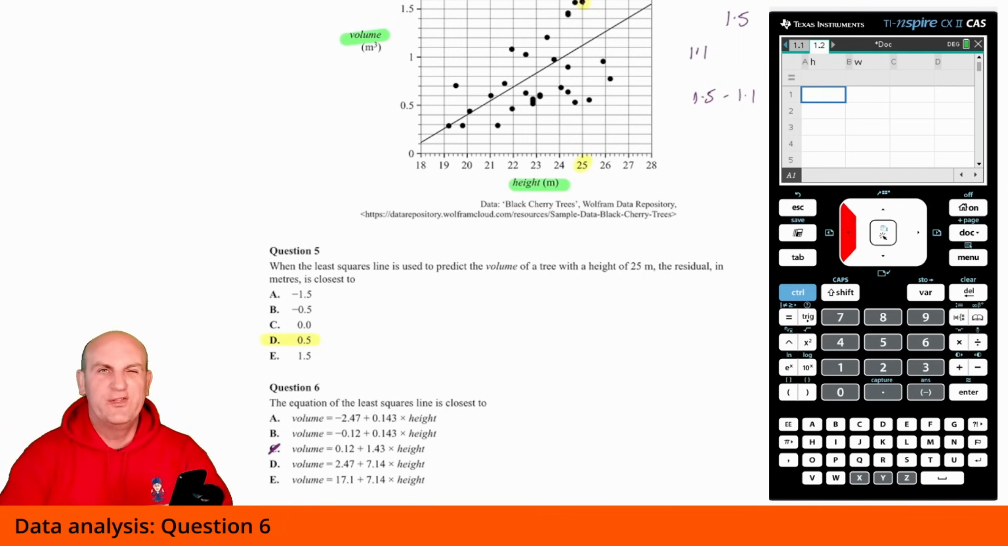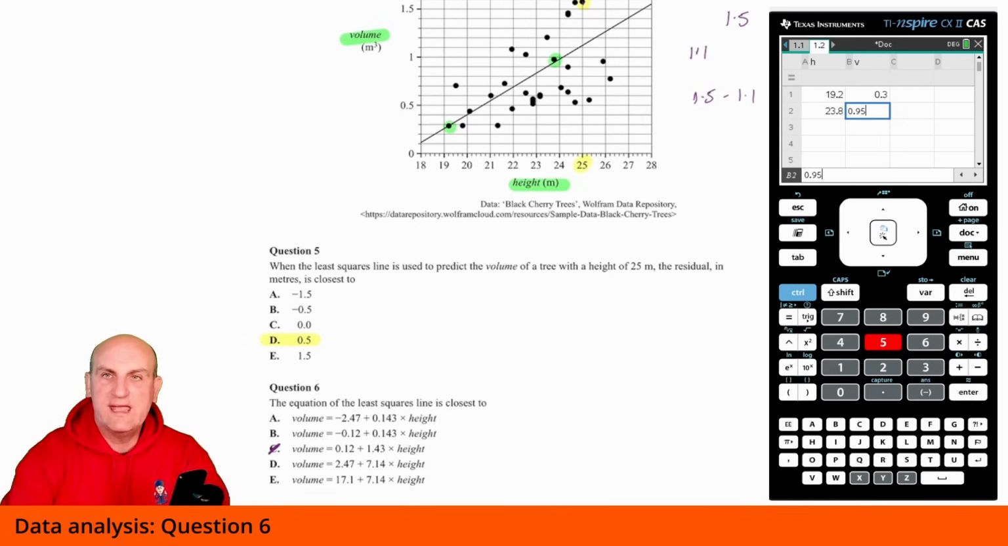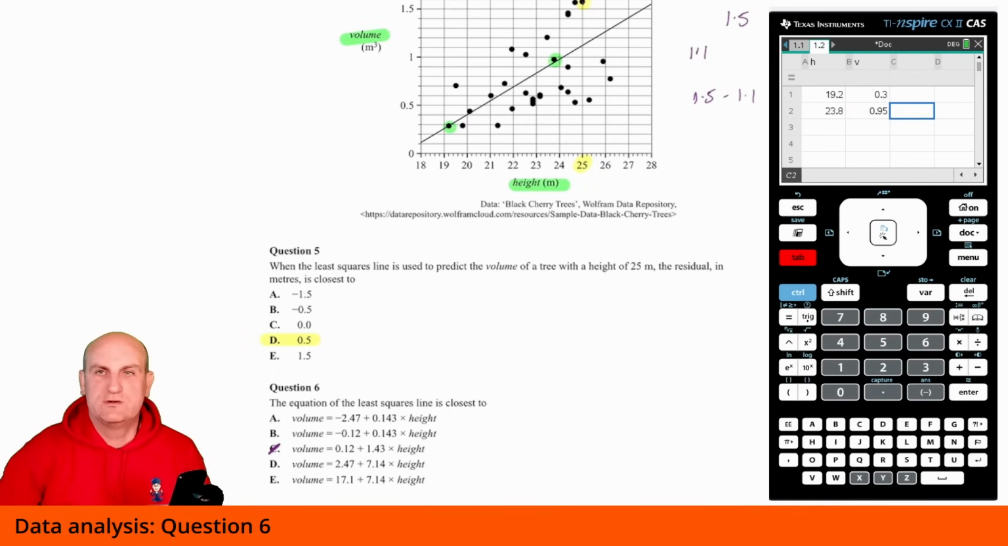And I'm just going to find 2 points that are roughly on my least squares regression line, because then I'm basically going to have information that my calculator can use to try and find my regression line. So I'm going to use those 2 points there I've just highlighted in green. So what have we got there? We've got a height of, let's say, 19.2, and I'm going to do tab, and I got 0.3 as my, I don't know why I call that weight, let's call it volume, and let's call that 0.3. Then the next one is about 23.8, and that's got a volume of, oh, I don't know, 0.95. Now, again, it doesn't have to be accurate, guys, in any way, shape, or form, because I'm just trying to find the one that's going to get closest.